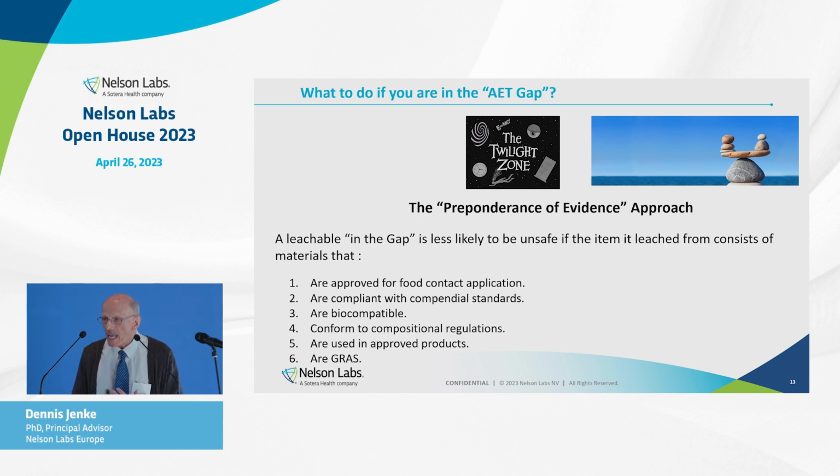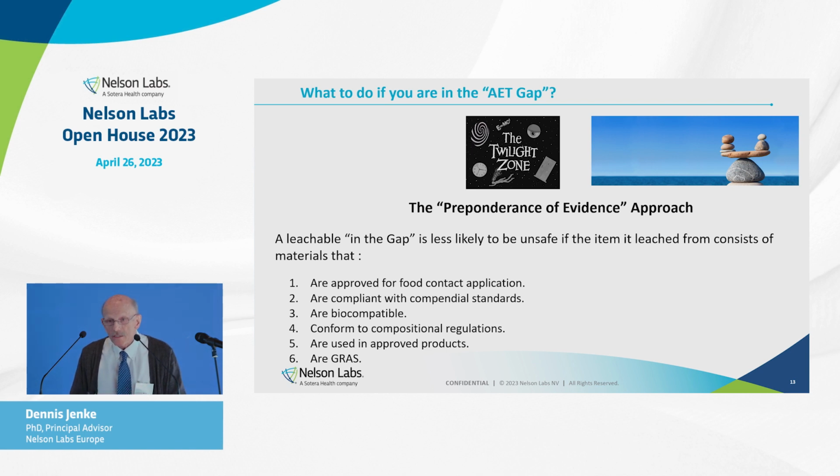Are they biocompatible? Do you have 87 and 88, or have you already done some ISO 10993 biological tests? Again, the idea is if it passes these criteria, you already have evidence that it's safe. And if it passes a number of these criteria, what is the likelihood that if the material is food contact, it meets the compendia, it's been demonstrated to be biocompatible, and it's compositionally acceptable by standards such as REACH? What is the likelihood that any extractables associated with that material would be unsafe? It's not zero, but it's got to be pretty close.